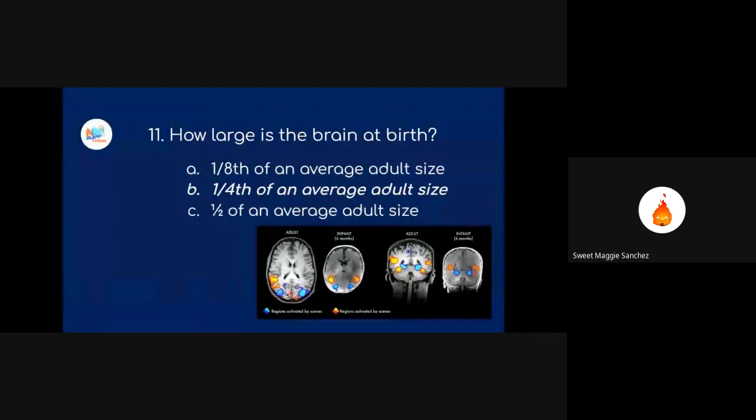Okay. Number 11. So how large is the brain at birth? So yung correct answer is 1/4 of an average adult size. So as you can see on the pictures, ganun lang siya. Like almost lang na. Pero 1/4 yan. Yes. So ganun lang kalaki.